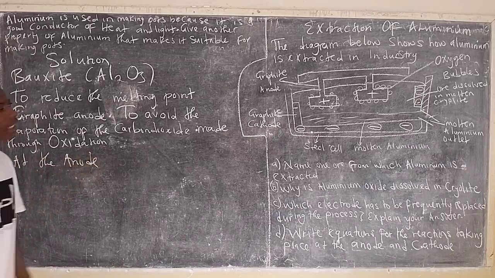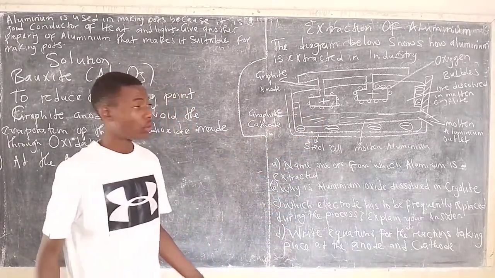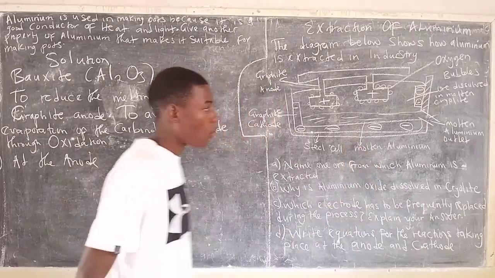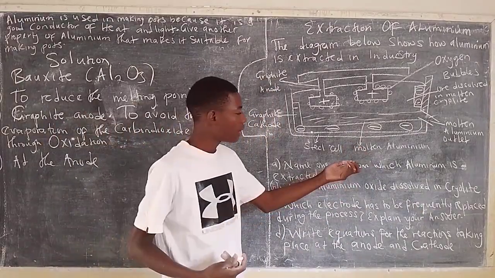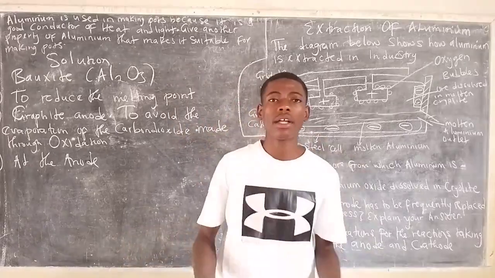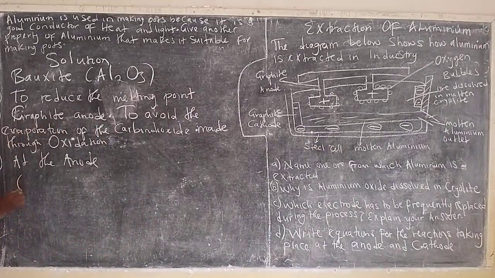So we know that at the anode, what is taking place is oxidation. Now when this aluminium oxide is dissolved, it splits into its ions. So therefore, at the anode, what will be there is oxygen, which is our gas, with the state symbol of 2 negative. So this oxygen ion will migrate to the anode.